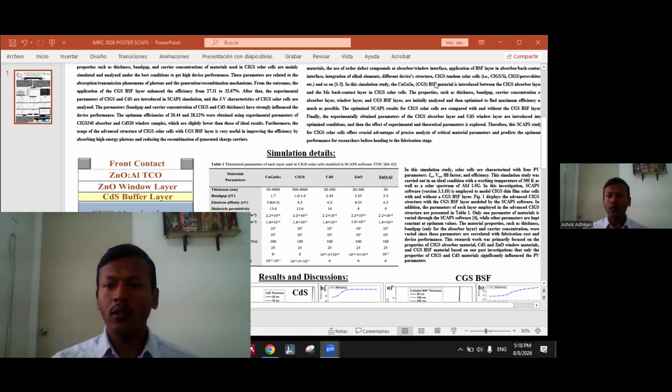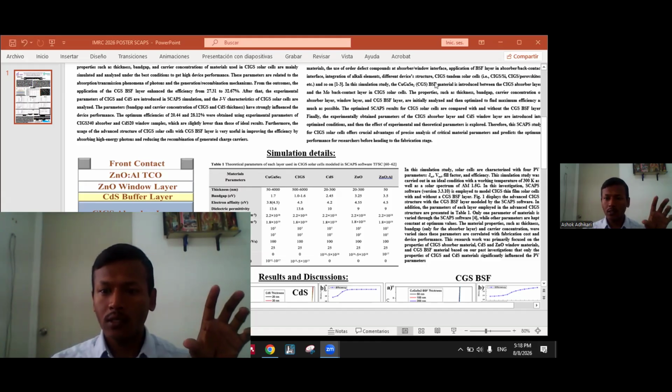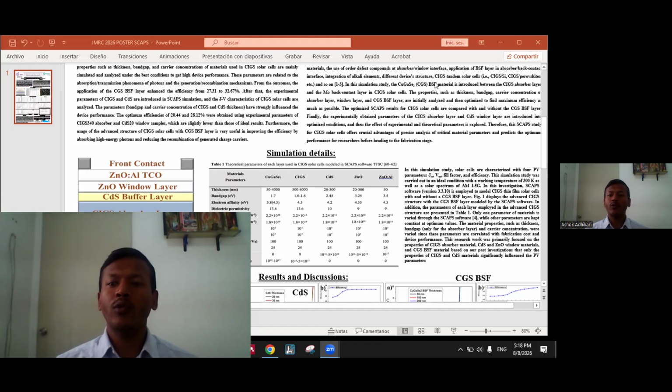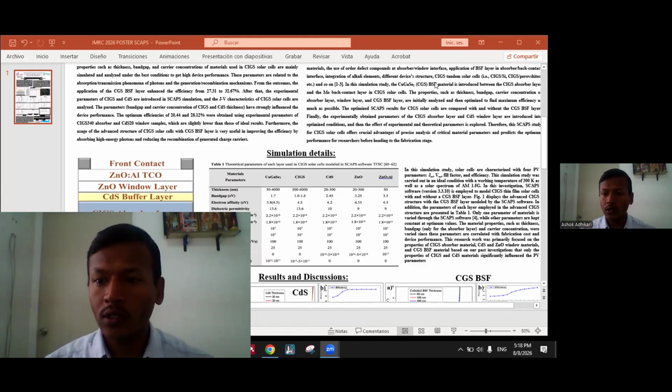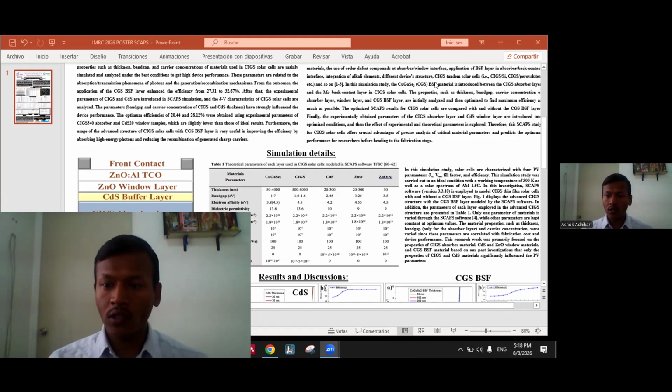As mentioned, the SCAPS simulation is carried out in an ideal condition with a working temperature of 300 Kelvin, as well as the solar spectrum of AM 1.5G. In these sections, we primarily focused on the variation of the parameters of the CIGS, CdS, and CGS materials.